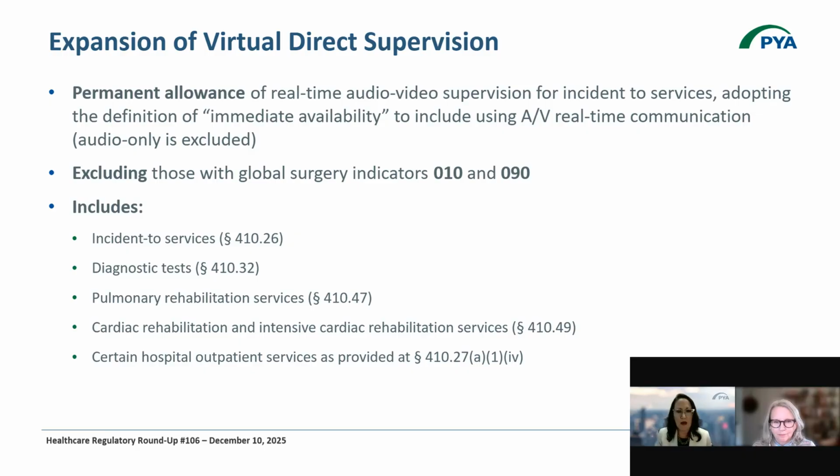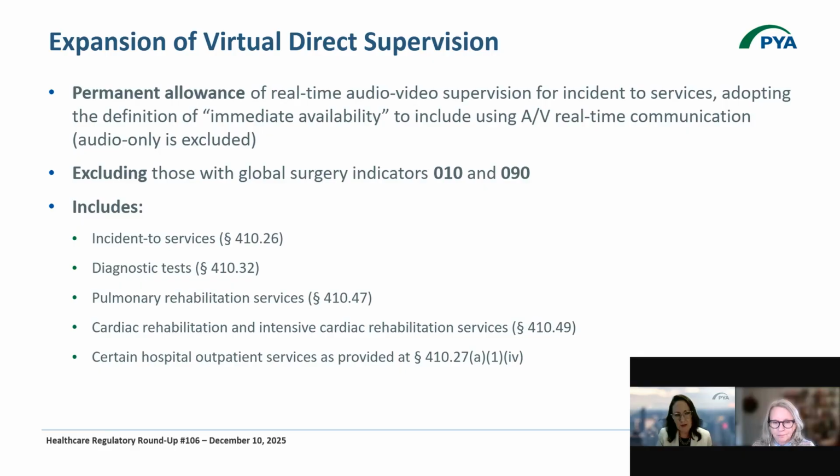In addition to this, we're seeing an expansion of the virtual direct supervision. There's going to be a permanent allowance of the real-time audio video supervision of the incident to services. What they're doing is they're taking this definition of immediately available and adding not only being in the suite, but also through audio-visual real-time communication. Audio only is excluded, as a note. They are excluding the global surgery indicators of 10 and 90 from this permission. So if you have any actual surgical procedures, then that would not be included here.